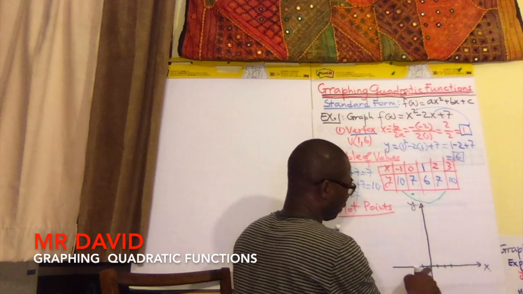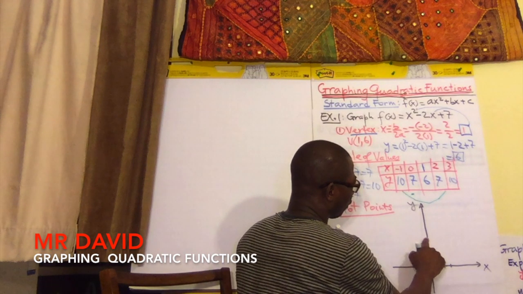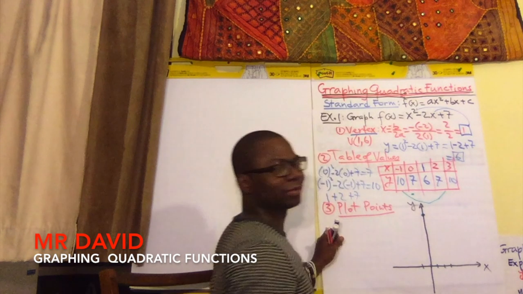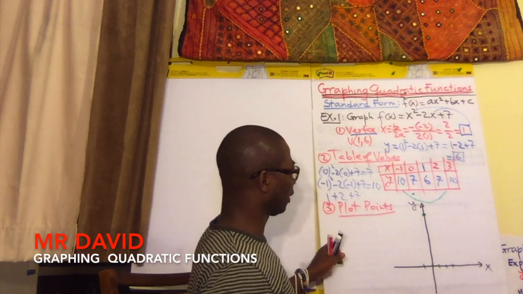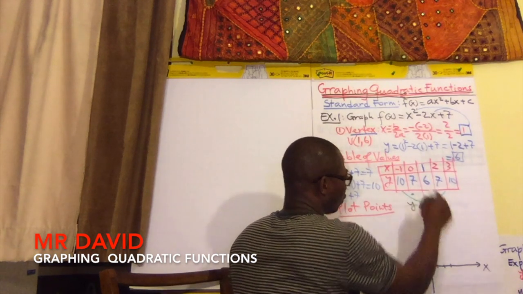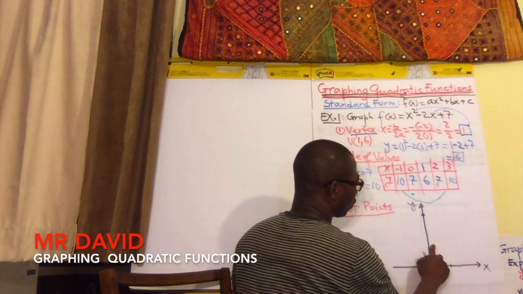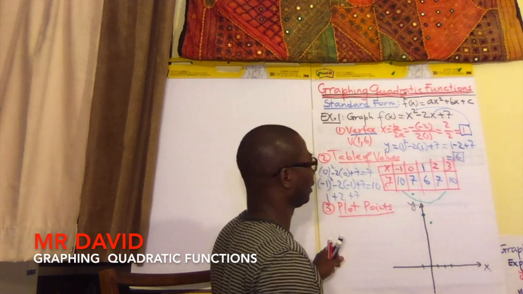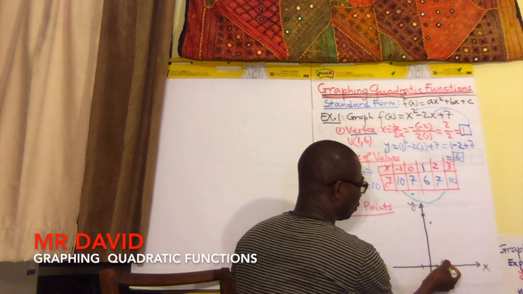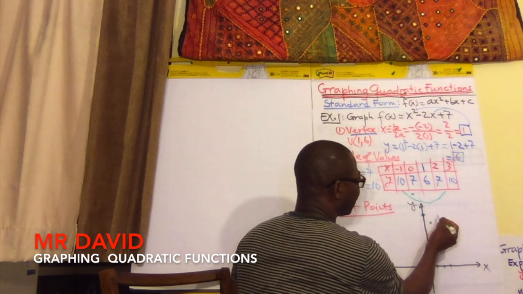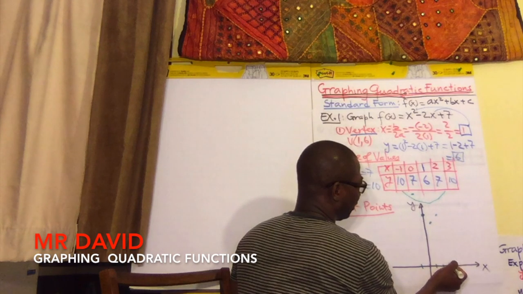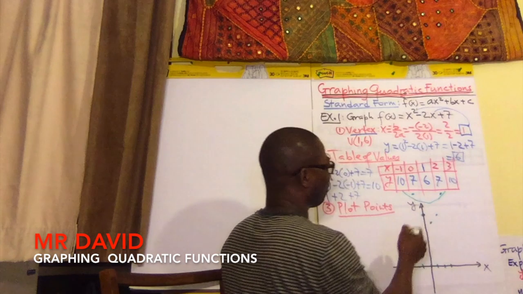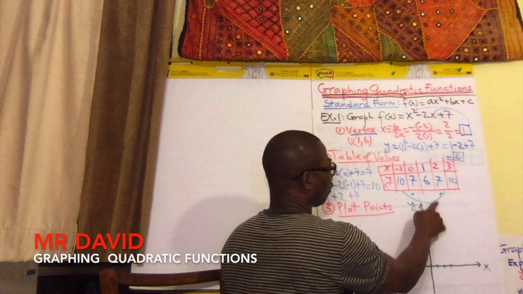For 0, we go to 7. 0, 1, 2, 3, 4, 5, 6, 7. So 7 is right here. Okay. Then for 1 we go to 6. 1, 2, 3, 4, 5, 6, approximately. That's where the vertex is, right? Then 2, 7. 1, 2, 3, 4, 5, 6, 7. And then 3, all the way to 10. Boom. Okay. So I have my 5 points. 1, 2, 3, 4, 5.